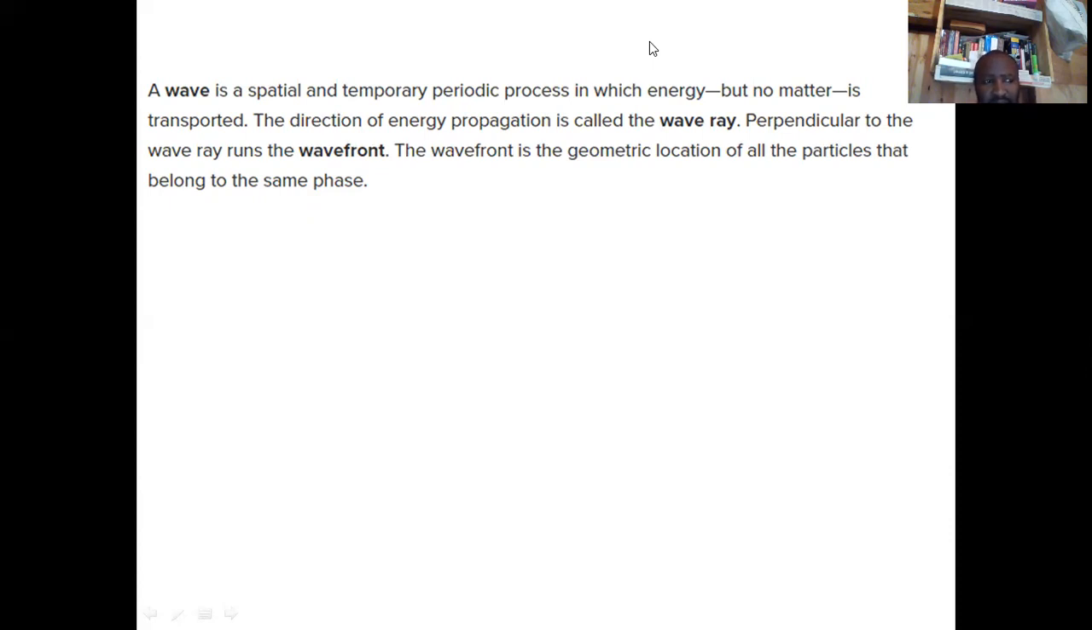So what we are saying is a wave transports energy without transporting matter. So you have energy propagating forward, but the oscillating particles don't really move from their mean position. They just vibrate from their mean position, but they don't travel with the wave. They are left at their mean position. So that's how we can describe a wave.